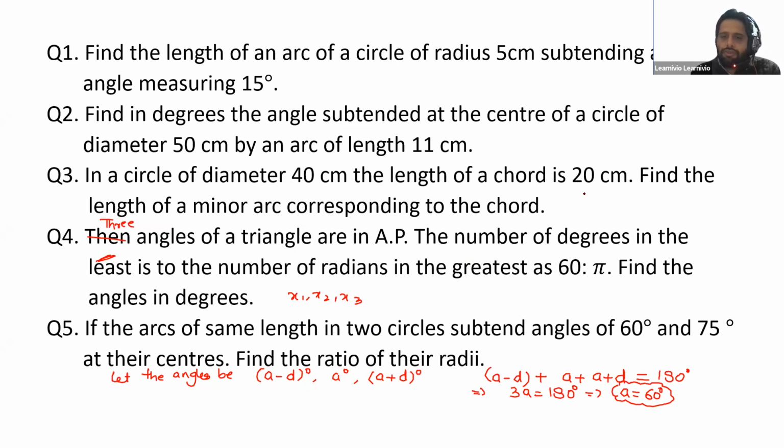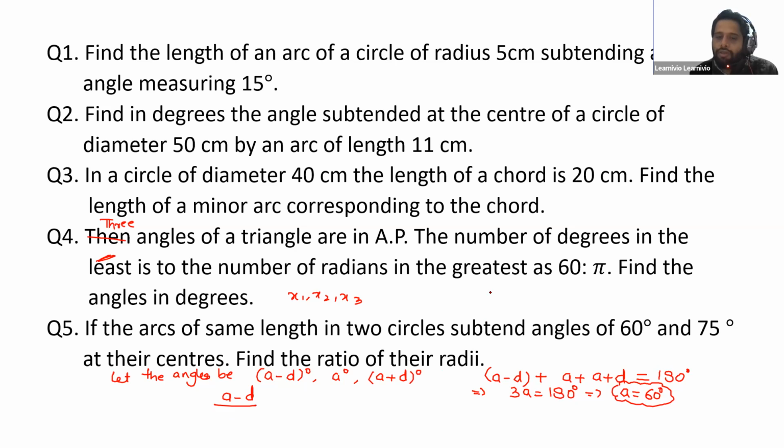Now we will put the condition. What is the condition? The number of degrees in the least to the number of radians in the greatest as this. Okay, now can you please tell me which is the minimum angle here? A minus d is the least value. Okay, and a plus d has the maximum value. Now, what we need to find is the ratio of the number of degrees in the least. So we need to write the least in degree, okay, to the number of radians in the greatest. So here in the denominator, the angle should be in radian.